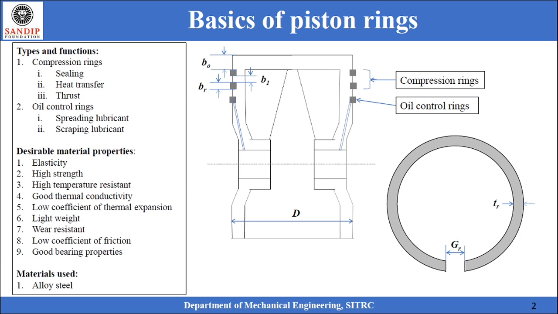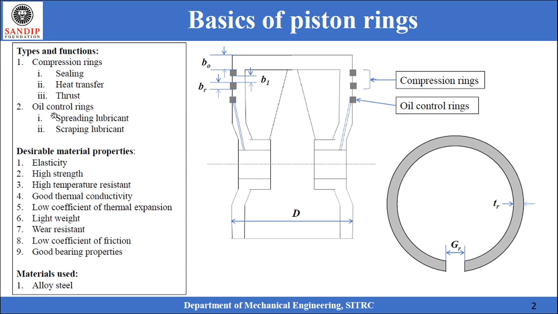There are two types of piston rings. One is called compression rings and the other is oil control rings. The function of a compression ring is to seal the space between piston and cylinder so that high pressure combustion gases should not pass the piston. Another function is that it should act as a bridge for heat transfer between piston and the cylinder. The third function of a compression ring is it should help the piston to take some amount of thrust load.